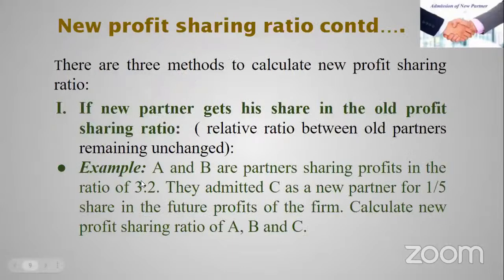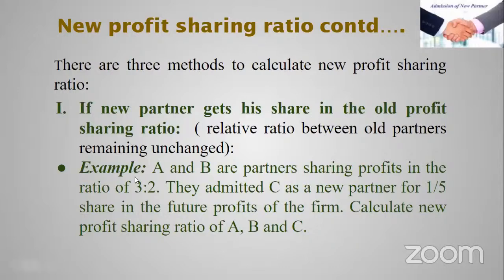Now look into the new profit sharing ratio methods. First one, see with the example. These methods have no names. I'm repeating again, these methods have no names. They are just based on how you calculate the new profit sharing ratio. We have three methods. Look here. In the question, you will be given: A and B are partners sharing profits in the ratio of 3:2. They admitted C as a new partner to share in the future profits of the firm.